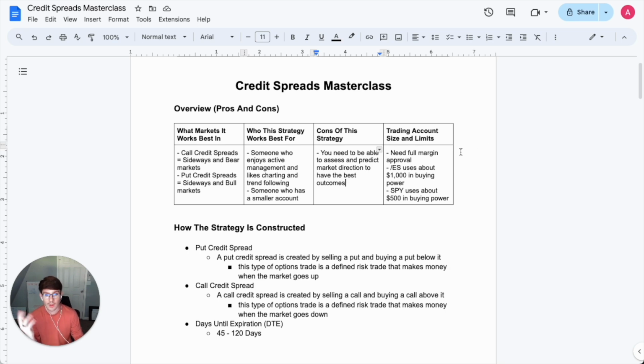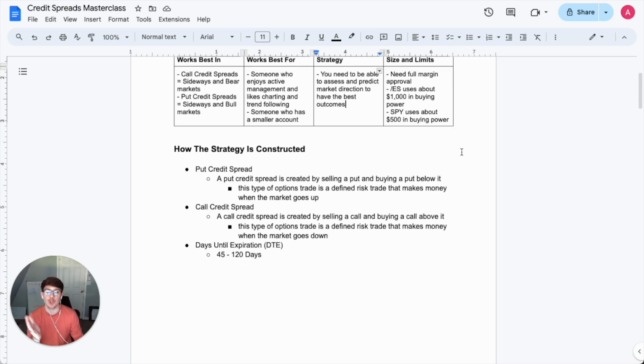What are your trading account size and limits? You need a full margin account, which means that if you're trading with Tastytrade, you need to have the margin account. And again, if you're going to do this on futures, which is not required, you need to enable it on futures as well. So if you're trading this on ES, we're talking about $1,000 of buying power, depending on the strikes you select. If we're doing it on SPY, we're talking about $500 of buying power, depending on the strikes and quantity you select.